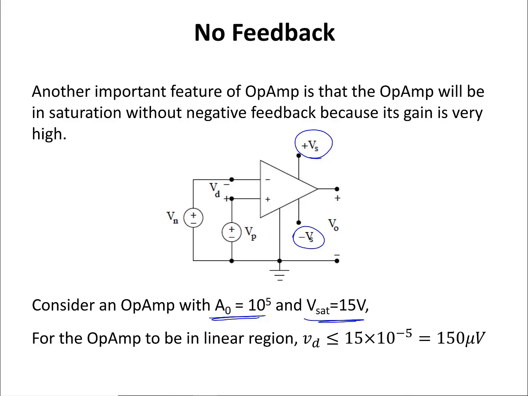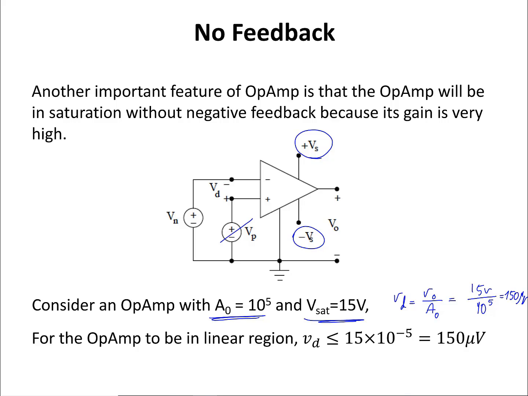Now with this Vsat of 15 volts and the open loop gain of 10 to the power of 5, because I know that Vd equals Vout over A0, I want to find the maximum Vd value. What is the largest signal difference of the input signals that I can amplify? If you replace Vout with its maximum value, which is 15 volts, and A0 is 10 to the power of 5, you're going to end up with 150 microvolts.